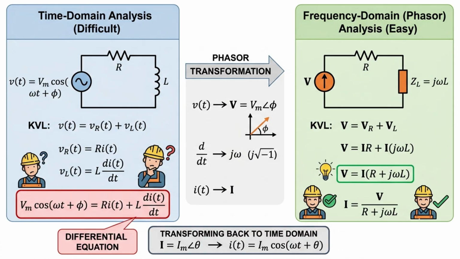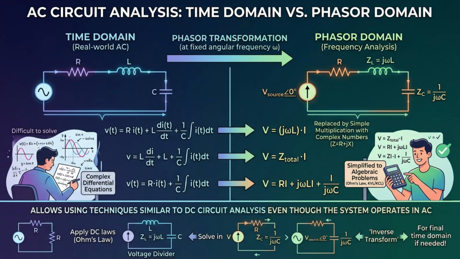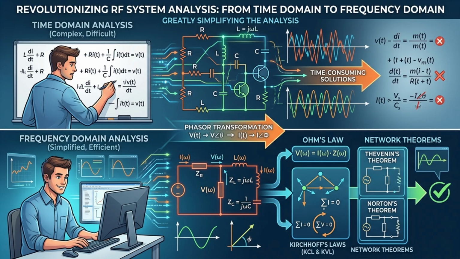In the time domain, capacitors and inductors introduce derivatives and integrals into circuit equations, making analysis more difficult. When using phasors, these time-dependent operations are replaced by simple multiplication with complex numbers. This allows circuits to be analyzed using techniques similar to DC circuit analysis, even though the system is actually operating in AC. As a result, engineers can apply familiar tools such as Ohm's law, Kirchhoff's laws, and network theorems directly in the frequency domain, greatly simplifying the analysis of complex RF systems.